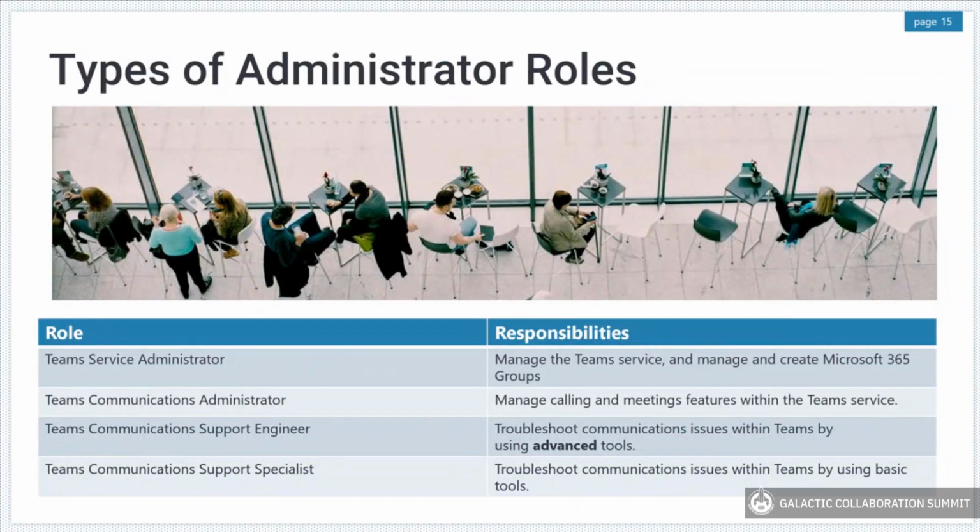So we have 4 types of administrator roles for teams. And all these roles can be configured by the global admin, and they live in the Teams admin center. Okay, so the primary role that you're going to see is going to be the Teams service administrator. They're the ones who actually manage the service. They get the alerts. They keep everything up and running. And the important thing is they manage the Microsoft 365 groups.